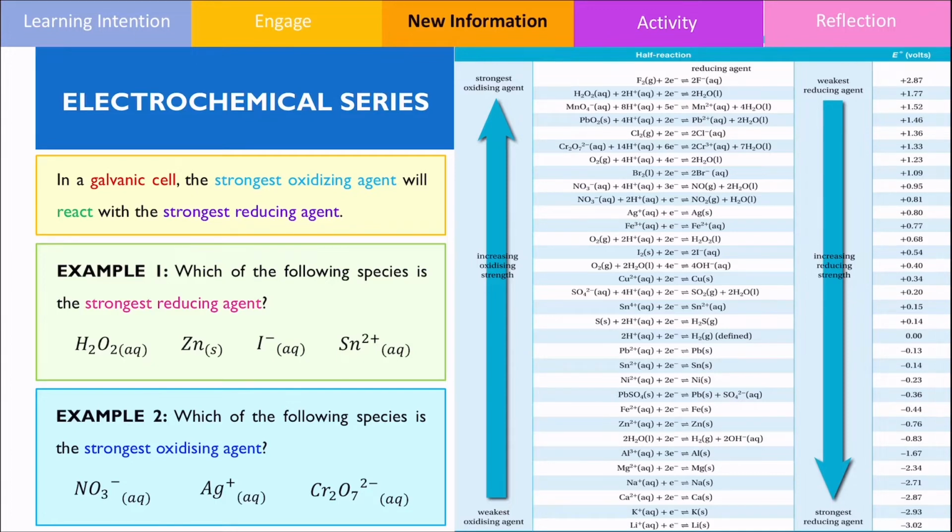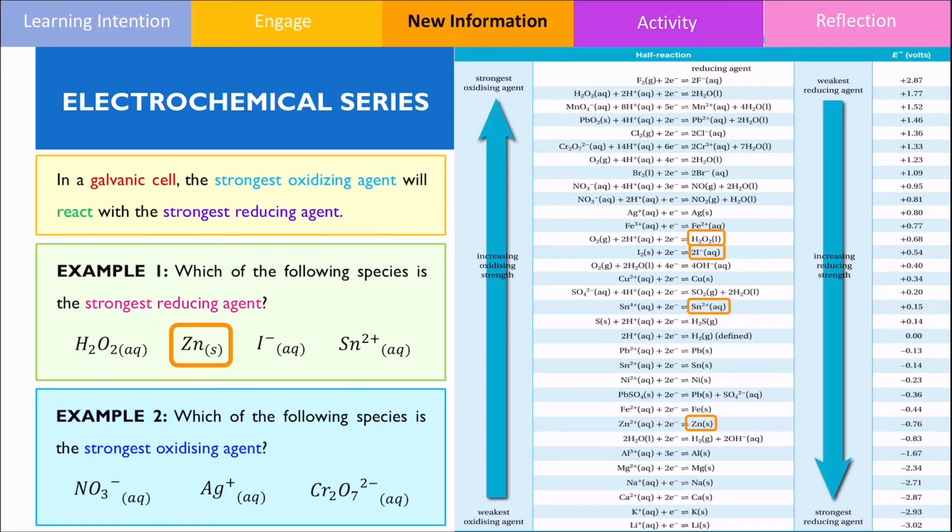In the first example, it wants us to choose the strongest reducing agent out of the list. Reductants undergo oxidation, and the strongest reductant, as shown on the electrochemical series, is found on the bottom right side. Out of these 4 options, we can see that zinc is the strongest reducing agent. In the second example, it wants us to identify the strongest oxidizing agent.